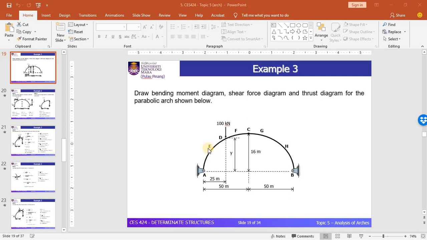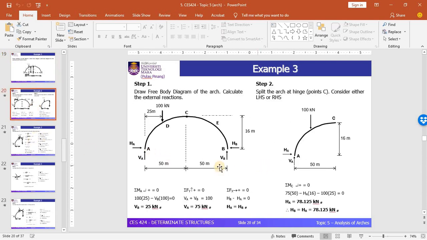As you can see in this diagram, there are a few points indicated, where we have points E, D, F, C, G and H. Before we can draw all the diagrams for this arch, you need to find out the internal forces of all these points, and you can see the detail in the solution on the next slide.